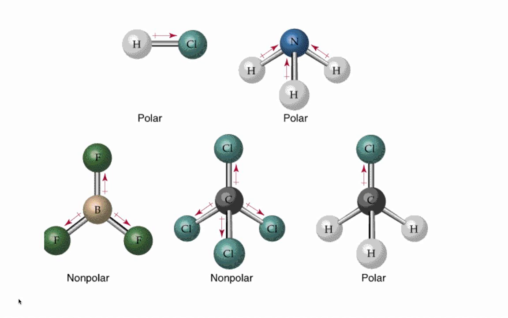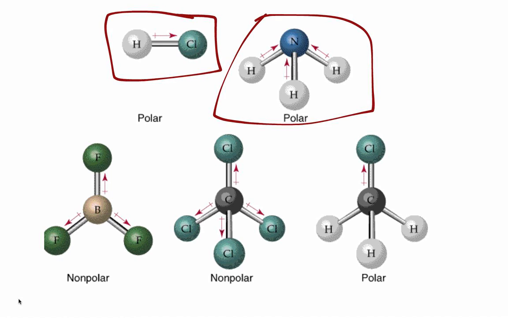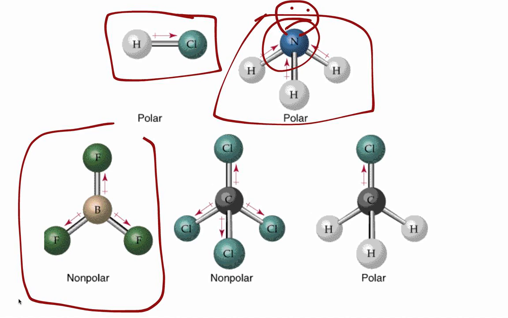Here's a few more examples. Hydrochloric acid has a dipole. Ammonia has a dipole. The charge concentration is pulled towards nitrogen. Again, nitrogen has a lone pair. That's why we see this trigonal pyramidal shape. Again, tetrahedral electron geometry, but a pyramidal shape, so that charge can concentrate on the nitrogen because those hydrogens are bent down. BF3, though, is symmetrical.